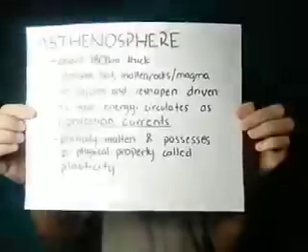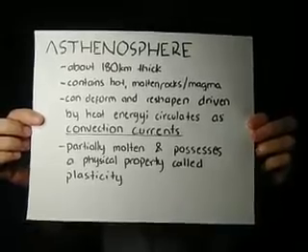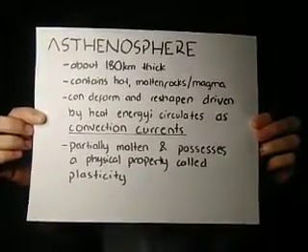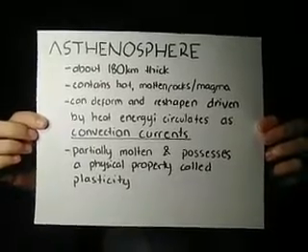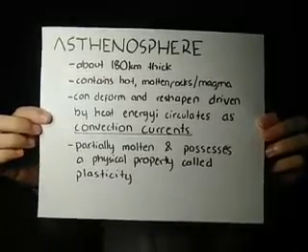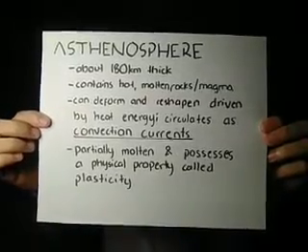Under the lithosphere is the asthenosphere. The asthenosphere is about 180 kilometers thick. It contains hot, molten rocks or magma. It can deform and reshape, driven by heat energy. It circulates as convection currents. Convection currents are the result of differential heating.